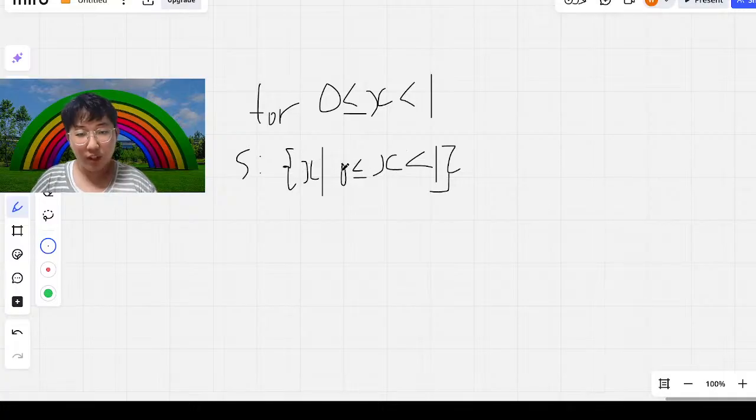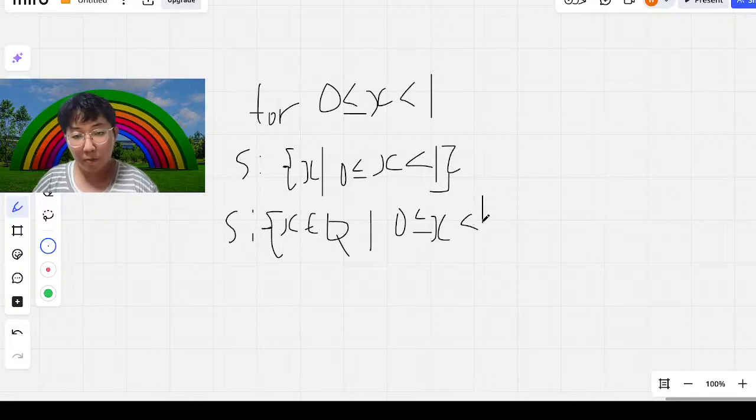And well, if we were dealing with real numbers, we would just leave this blank. But since between 0 and 1 there's no integers, let's say we were looking at all rational numbers, so Q. This is how we would read it: in the set S, for all x in the rational numbers, we are looking at all the x such that x is greater than or equal to 0, but smaller than 1.